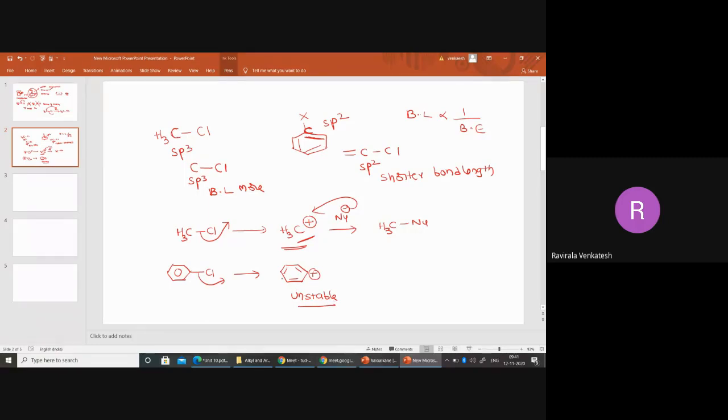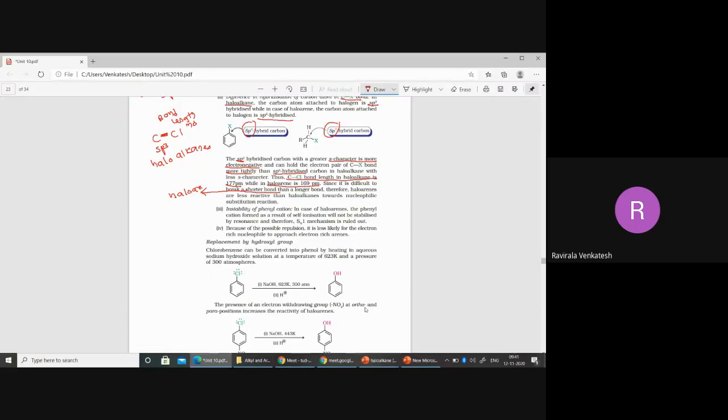We are saying this. So see, an sp3 carbon can bear a positive charge more when you compare with an sp2 carbon. So sp2 carbon can't bear the positive charge here. That is the reason for the third point. So when you are undergoing nucleophilic substitution, especially the SN1 mechanism, you are going to get the carbocation. What type of cation do you get? A phenyl cation. That phenyl cation is highly unstable, it is not a stable compound.